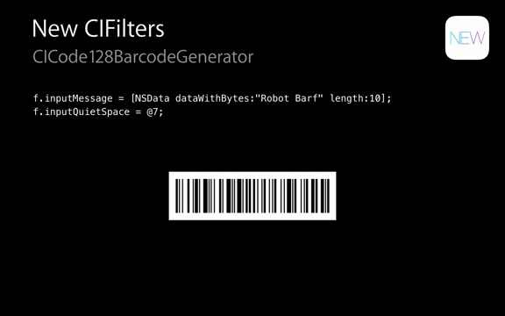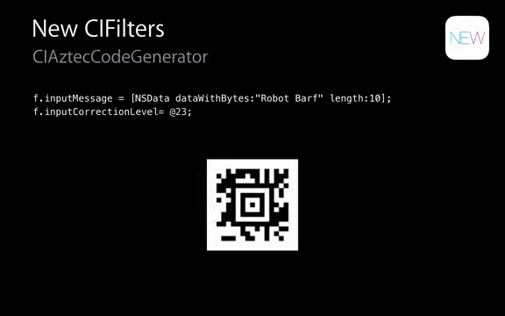Another filter we've added: in prior releases, we've had filters for generating QR codes. We've added a new one for generating Code 128 barcodes, and it works in a similar fashion. You specify an input message as NSData, and in this case, there's an additional parameter which says how many pixels of quiet space you want, and it'll produce an image like this. We've also added another one for Aztec codes. Again, same kind of idea for the API. You just specify the input message. And for this particular generator, it has an input correction level, which tells how many error correction bits it will have.